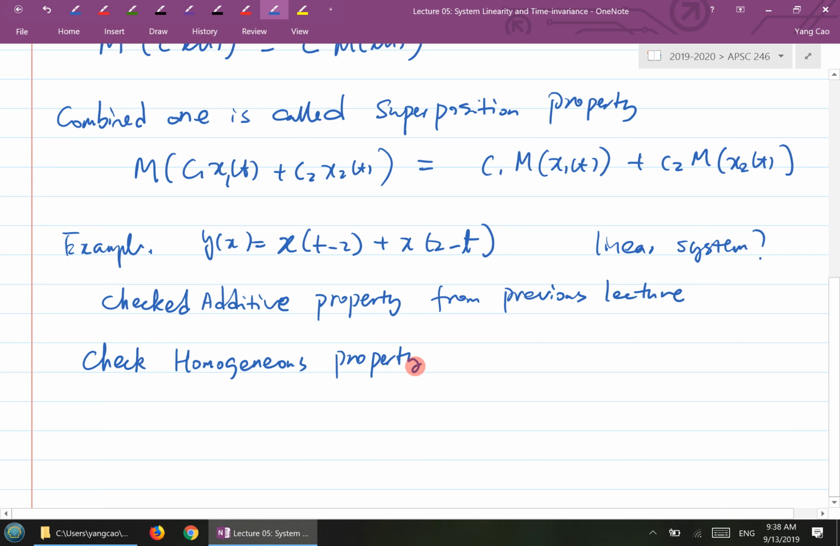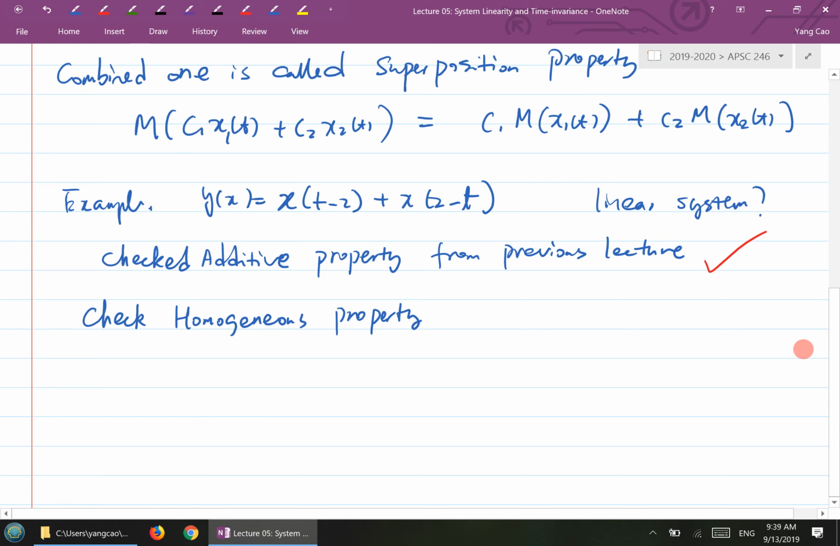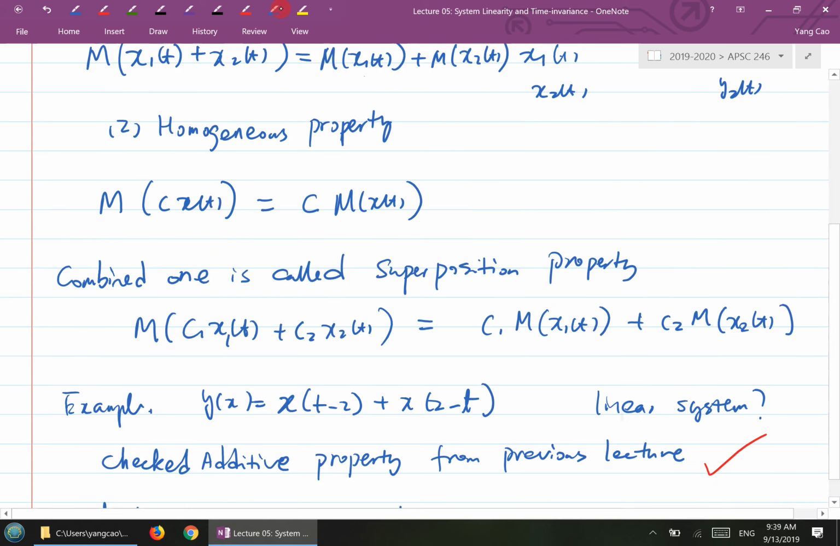Let's check the homogeneous property, and this is actually a much easier property to check for this example. The additive one has checked out. We just need to satisfy the homogeneous before we can draw a conclusion. So for the homogeneous property, as we listed here, we need to check the left side and the right side to see if the equal sign holds. If it holds, perfect, it's homogeneous. So let's examine this one first and then look at this one next.